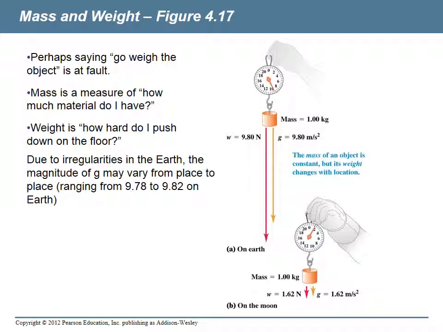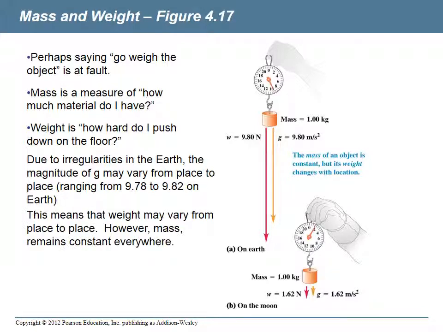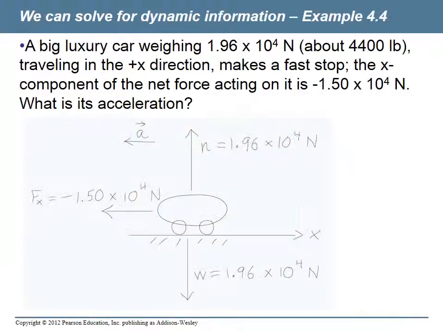Even on Earth, g can vary anywhere from like 9.78 to 9.82. So there are some places where g is 9.82, in which you'll have a higher weight. You'll be heavier in those places, but that doesn't mean that your mass is any different. Your mass is exactly the same. It's just that your weight has changed a little bit.